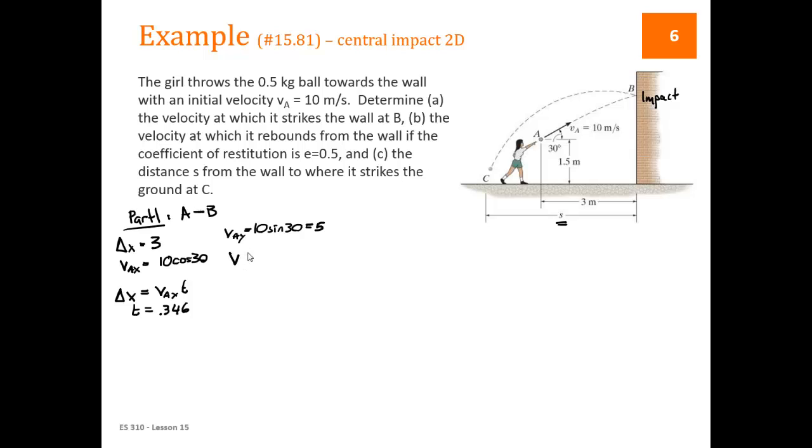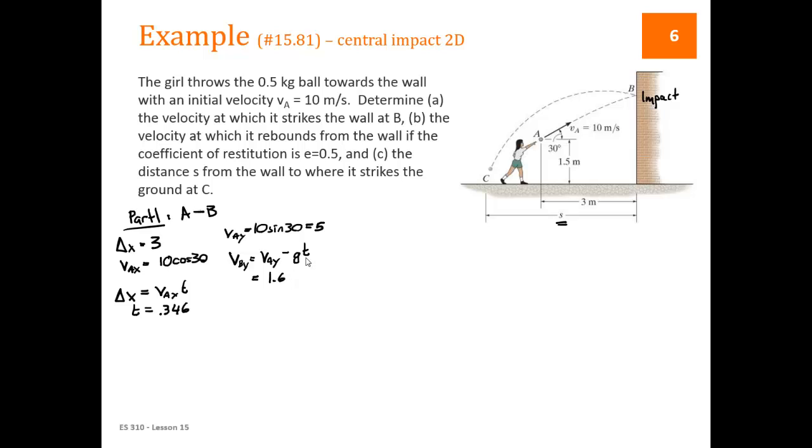So the velocity of the ball in the y direction at B. All of these velocities are the velocities of the ball. So the velocity at B in the y direction is equal to the final velocity, which is equal to the initial velocity minus g times t. Alright, so if we plug in numbers, we get this final velocity is equal to 1.6.